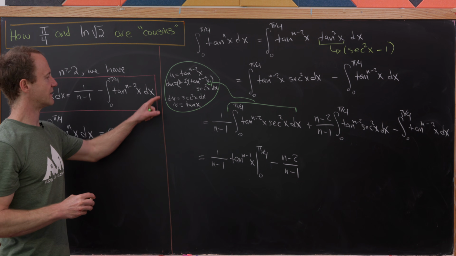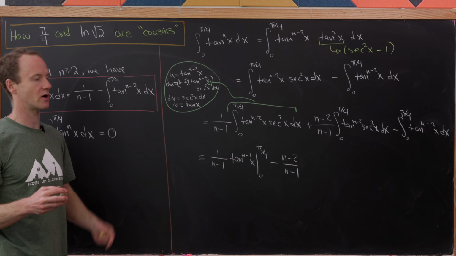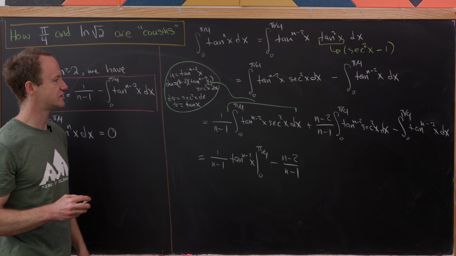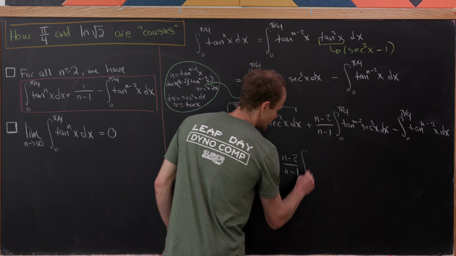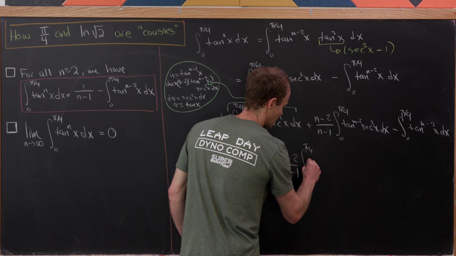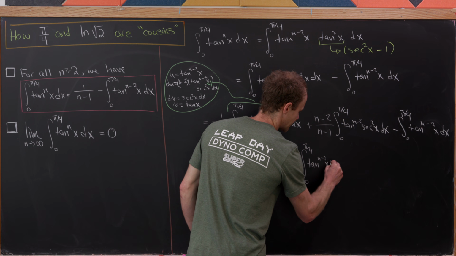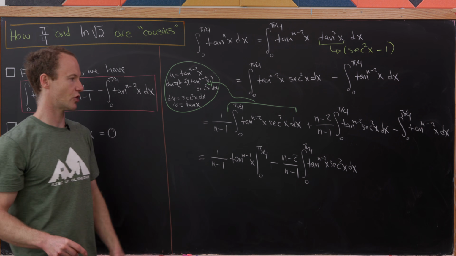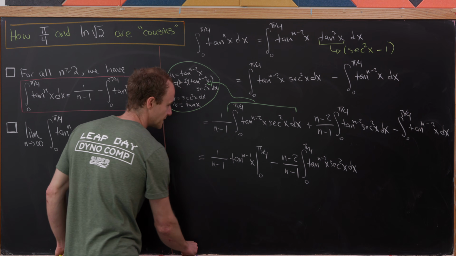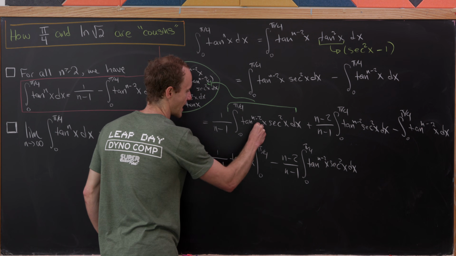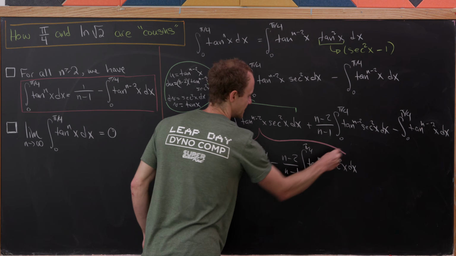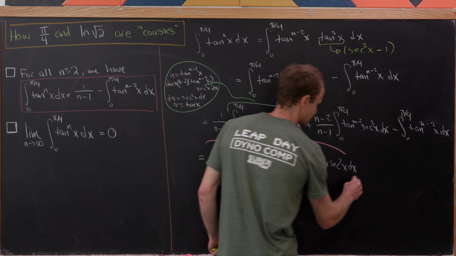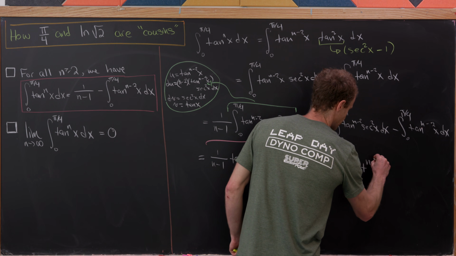And then, if we have v du, which is the next part of the integration by parts formula, that's going to be tangent to the n minus 2 times secant squared. So here we have the integral from 0 to pi over 4, tan n minus 2 x secant squared x dx. And that's all from this first overlined green integral. So perhaps we'll write that down as this thing spreading out into these two pieces. And then all we have to do is bring down the next two terms. So I'll just bring those down real quick.